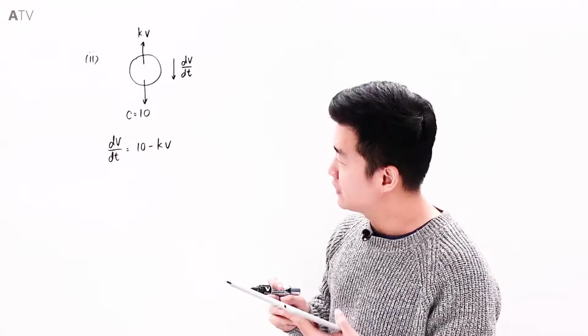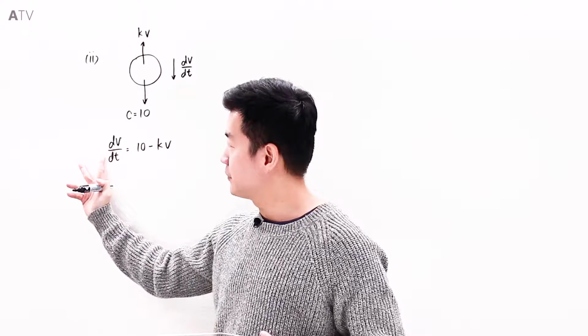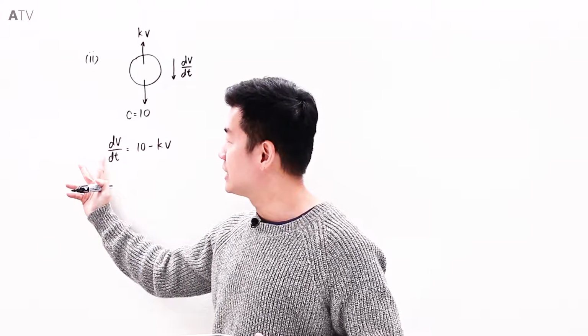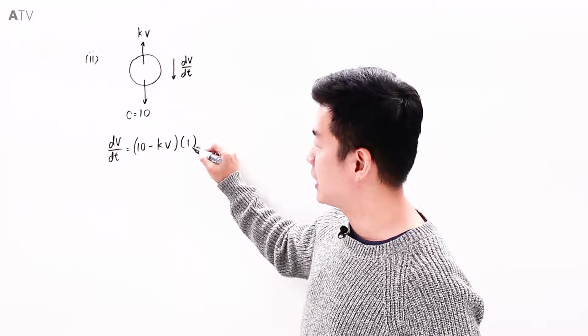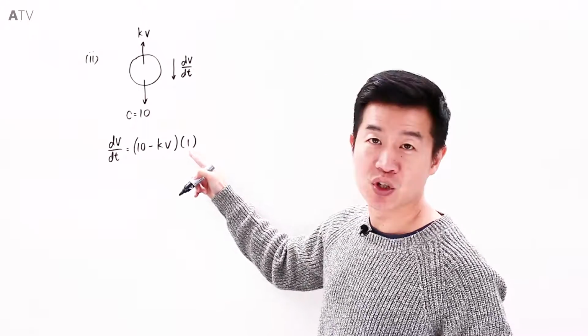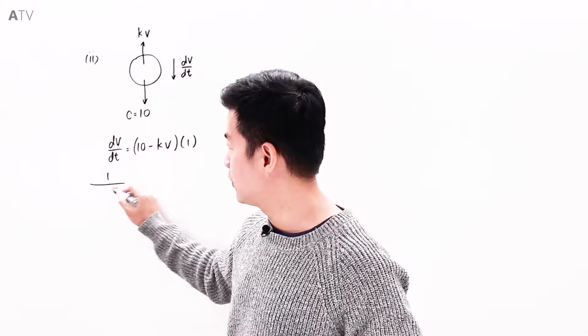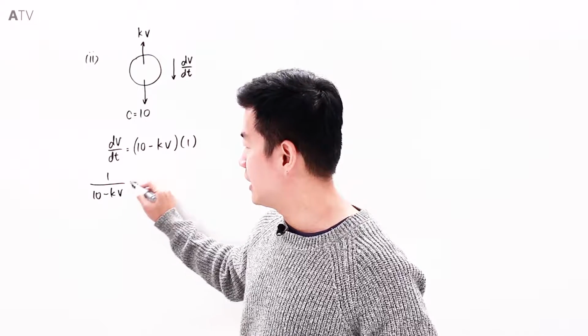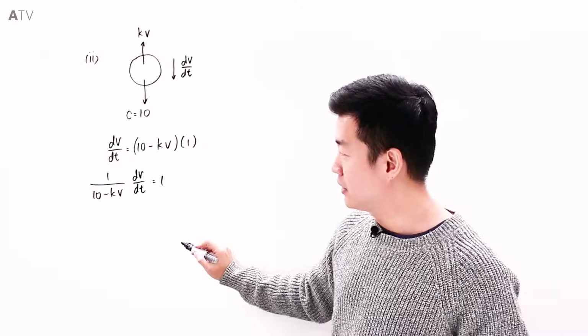This is a variable separable kind of differential equation. If you want to solve this differential equation, we have to bring the v over to the left hand side to combine it with the dv/dt, because I'm seeing this as a function in terms of v multiplied by a function in terms of t, which is 1. So let us bring this over to the left hand side. We will have 1 over 10 minus kv multiplied by dv/dt. This is equal to 1.